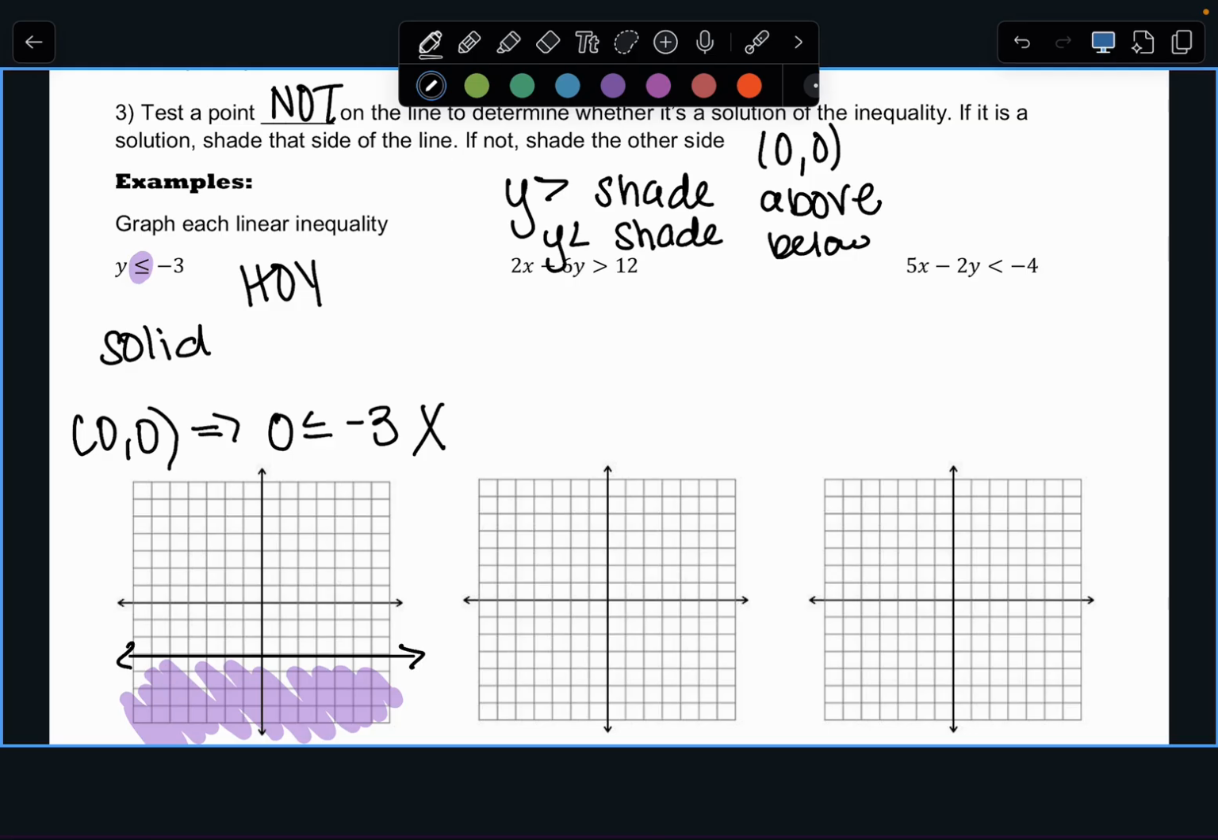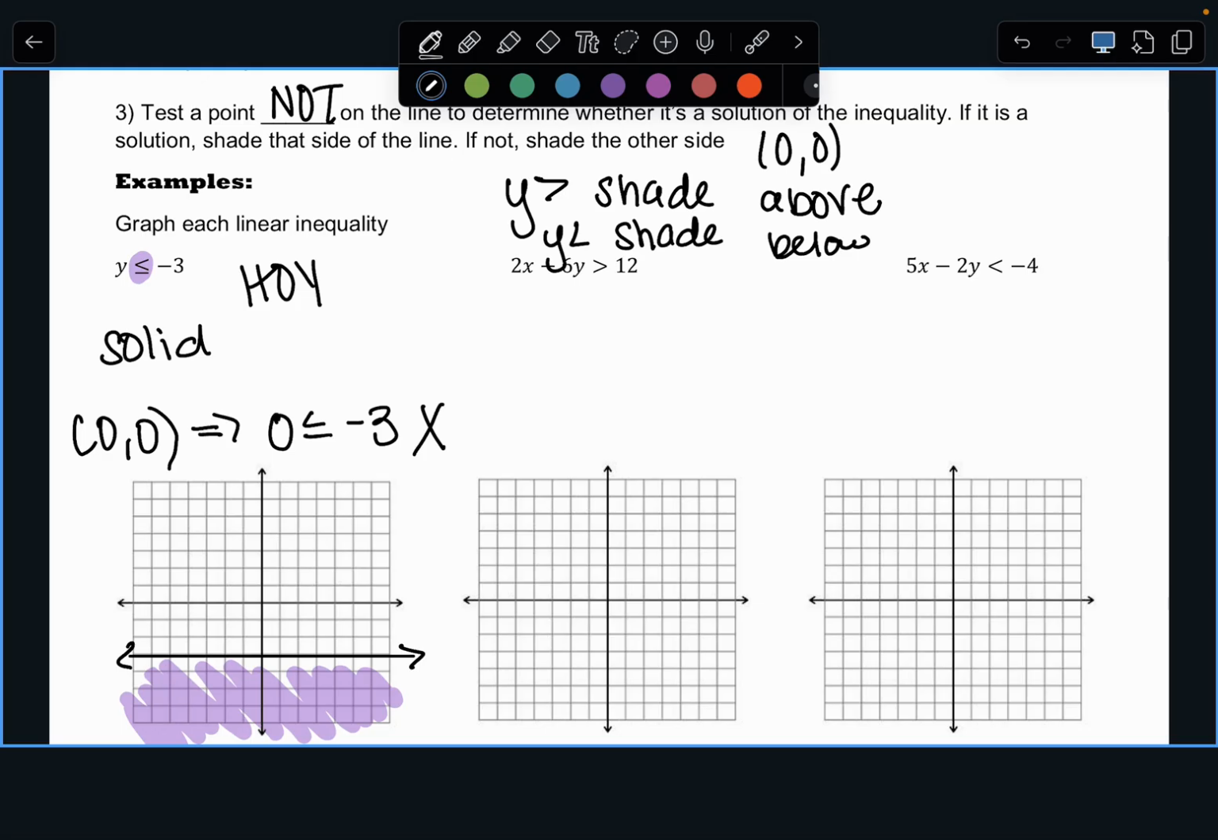Check your shading. Is 0 less than -2? No, it's bigger. Yeah, yours is good. Check with people around you if they're done. I see you all.